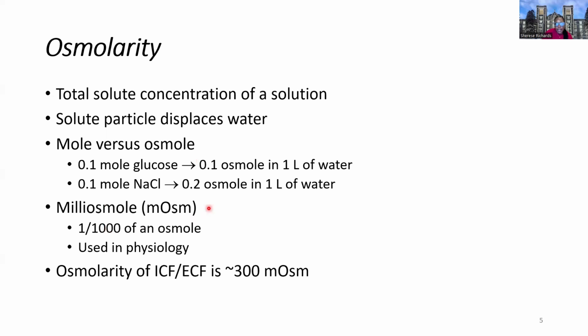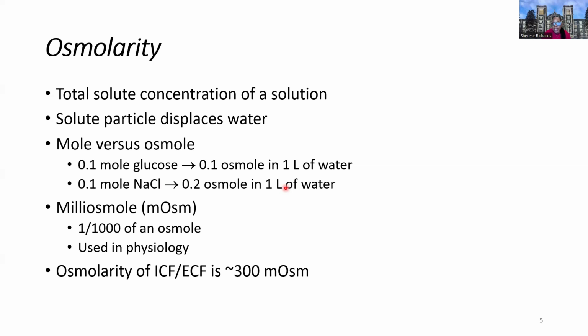If I looked at a different type of solute particle like sodium chloride, and I have 0.1 moles of sodium chloride not displaced in any water, and I do put that 0.1 mole of sodium chloride into a liter of water, the osmolarity here is going to be higher because now I have two solute particles that are going to be displaced in that 1 liter of solution, right? Because now sodium is going to be displaced, 0.1 mole of sodium displaces, 0.1 mole of chloride displaces, and now I have a total combined osmolarity of 0.2 in that liter of water.